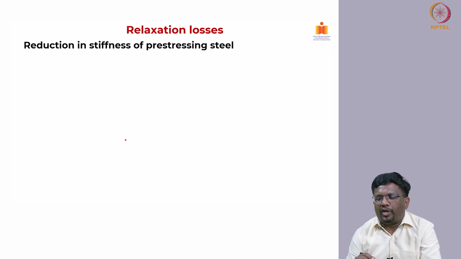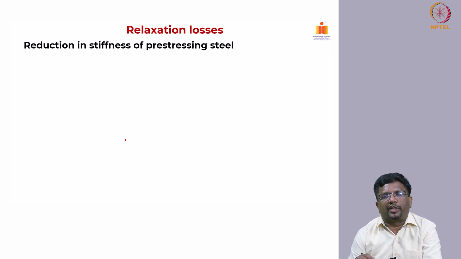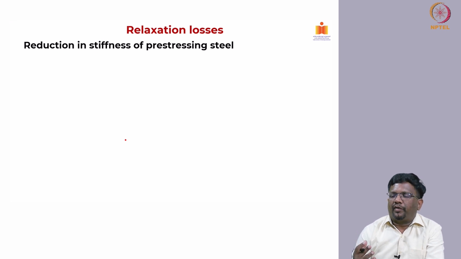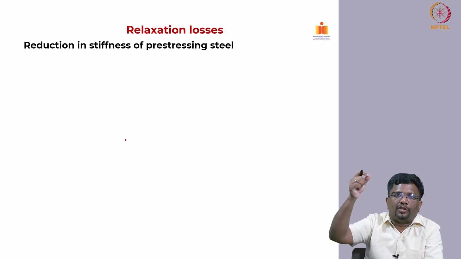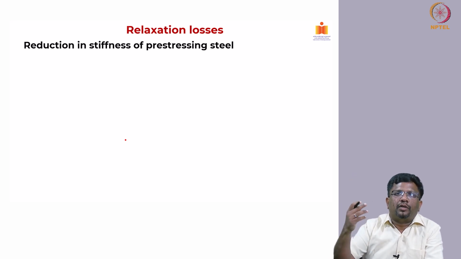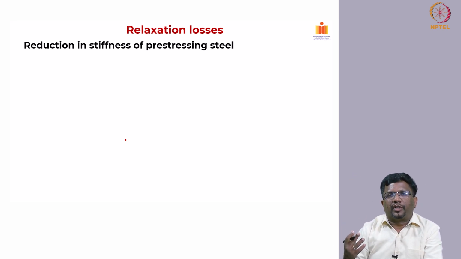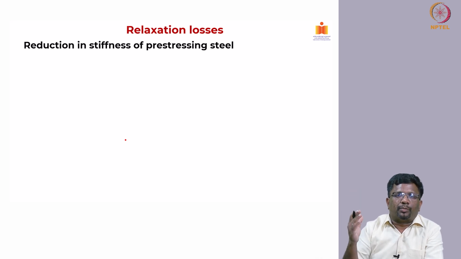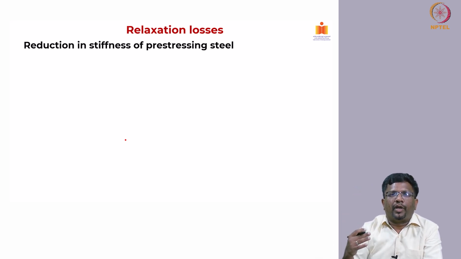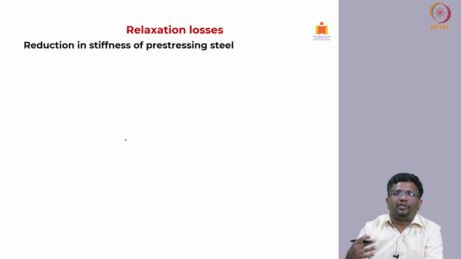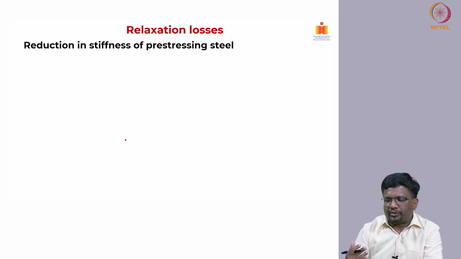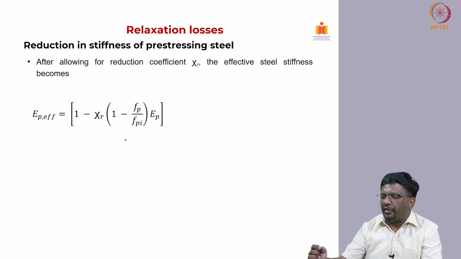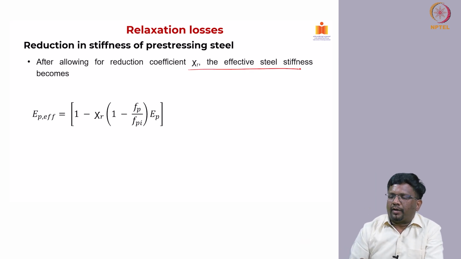Okay. Now, why is that relaxation important? What does it actually do? In a way, with relaxation, we know that strain remains constant, but the stress is coming down. The definition for elastic modulus is stress by strain. So, for a particular strain, if the stress is coming down, in a way we can say that the stiffness of the steel is somewhat getting reduced. So, the effective steel stiffness basically can be calculated by accounting for this reduction coefficient as well.